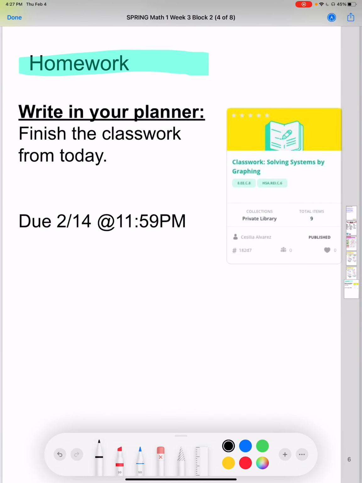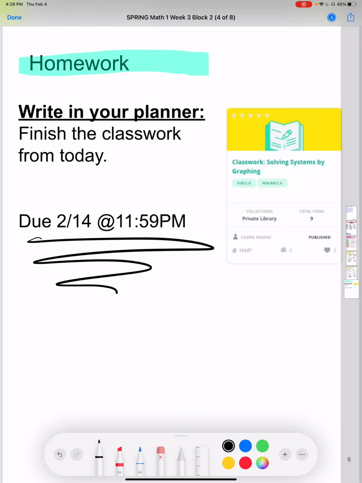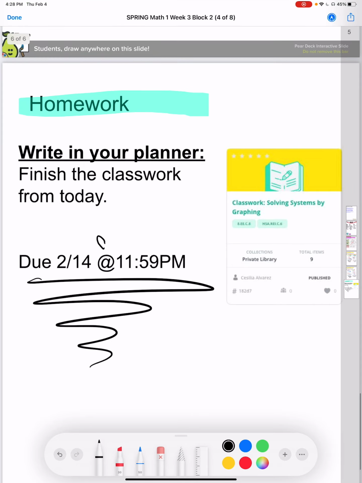So what you're going to do right now is you're going to work on the classwork that I assigned to you on Edulastic. There's a total of 9 questions on there, very similar to what we just worked on. Go ahead and work on that. Whatever you don't finish will be homework. It's all due by Sunday, Valentine's Day at 11:59 p.m. You don't want to spend your Valentine's Day solving systems by graphing. I don't know, unless you want to, then that's cool.